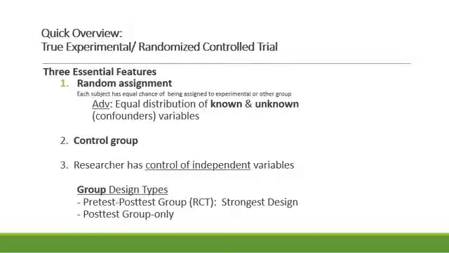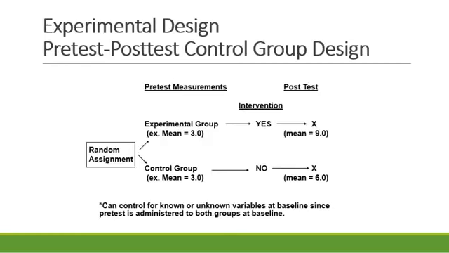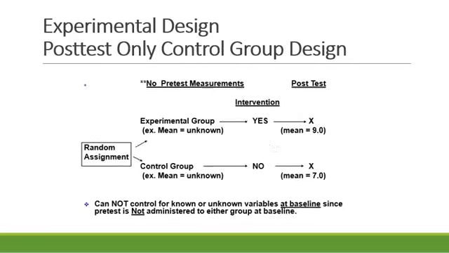Two types that we're going to look at here, the pre-test, post-test group design and the post-test group only design. The pre-test, post-test is the strongest design. Here's a way to visualize this. There is random assignment from your sample. That random assignment hopefully creates equivalency at baseline. The intervention occurs, and then you do post-test measurements.